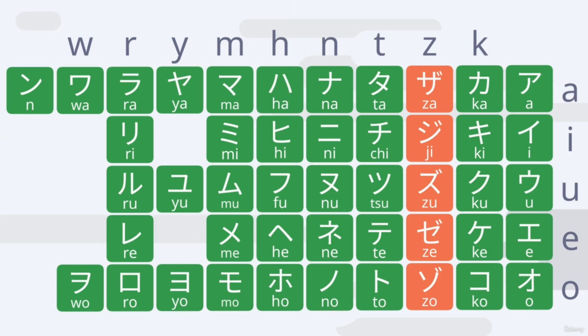We learned the characters za, ji, zu, ze, zo. In the next lesson, we'll learn the characters ta, chi, tsu, te, to. See you in the next video.